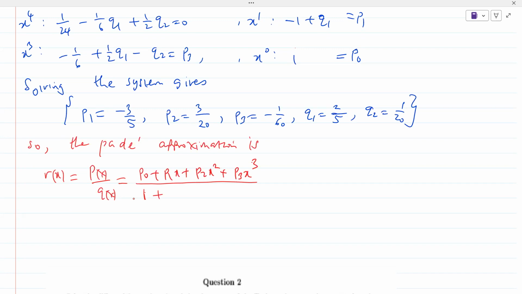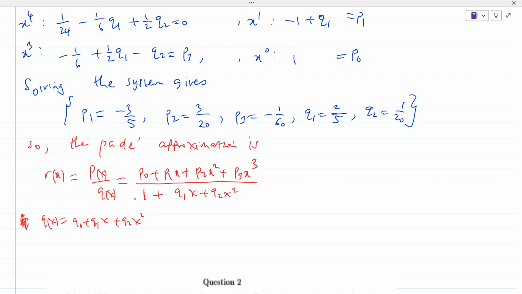On the q of x, which is 1 plus. Okay, obviously we agree that for the Pade approximation, the q of x is the same as q naught plus q1 x plus q2 x squared. But the q naught we always choose to be 1 to avoid the denominator being 0. So therefore we have only q1x and then q2x squared.